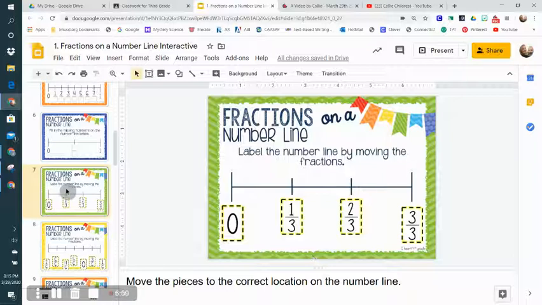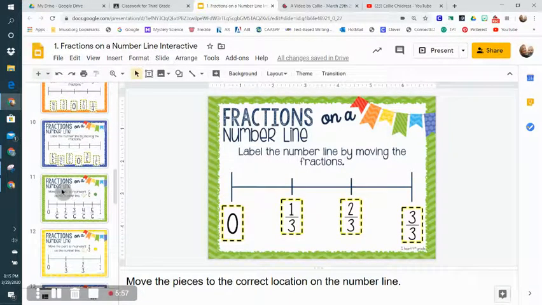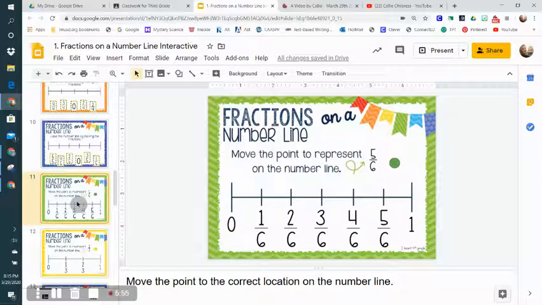Okay, and then the last problem I wanted to show you guys today that you're going to be working on is slide 11. So here it says move the point to represent 5/6 on the number line. So again, just start by making observations. I see that it starts at 0 and then it's 1/6, 2/6, 3/6. I see a pattern, 4/6, 5/6, and then 1. So I need to put this dot and I'm just going to drag it on 5/6. So I'm going to look for 5/6 and it's right there. I'm just going to click it there and that's all I have to do.